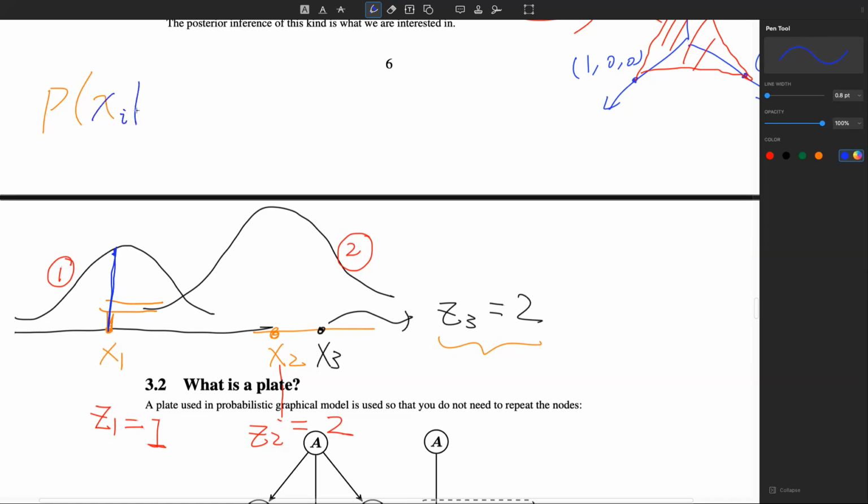Anyone? P of xi given zi and theta, where theta is all the rest of the parameters. That's equal to the Gaussian of xi and mu zi, right? Which Gaussian it is, right? And then you have your power, okay?